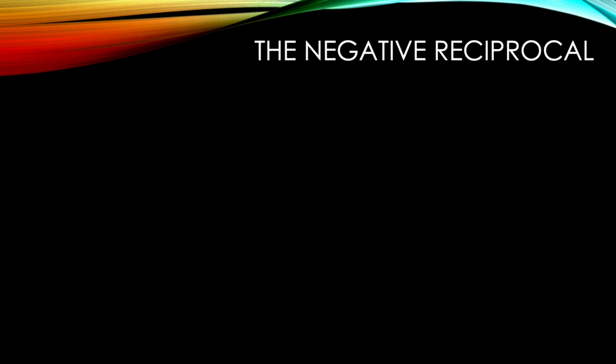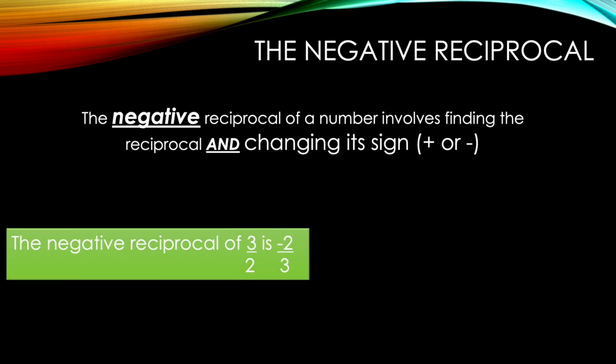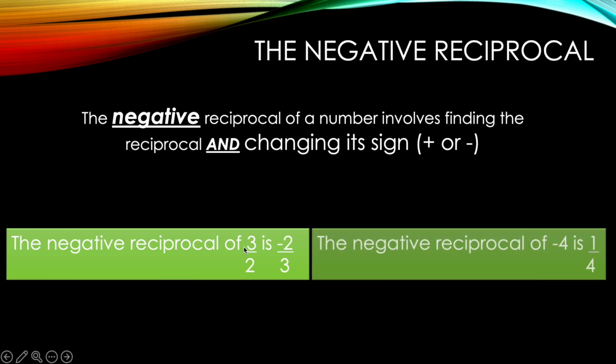Now, to add on to that, there is something called the negative reciprocal. The negative reciprocal is if you take the reciprocal of a number and, on top of flipping it, you have to change its sign. So if it originally was a positive number, it would become a negative number and vice versa. For example, if I give you the fraction 3 over 2, the reciprocal is 2 over 3. But if I'm asking you for the negative reciprocal, not only would you flip it, you would also add a negative in front because it used to be a positive.